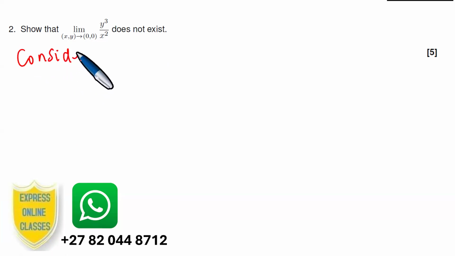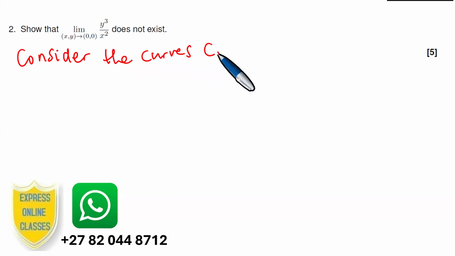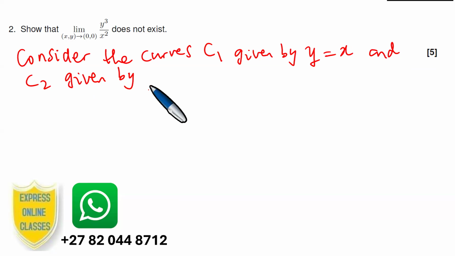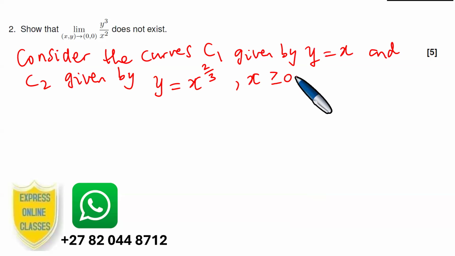So we consider the curves. Curve 1 given by y equals x, and curve 2 given by y equals x to the power 2 over 3, x greater or equal to 0. So with the limit.